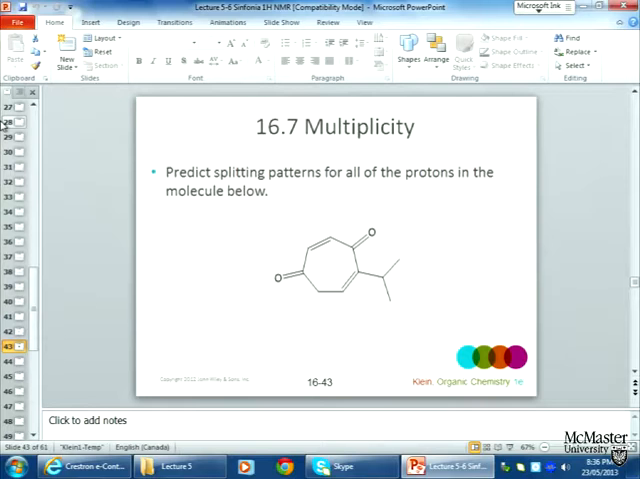So slide 1643 tells you to predict the splitting patterns for all of the protons in the molecule below. Okay, I will post the answers to all these later tonight or tomorrow.